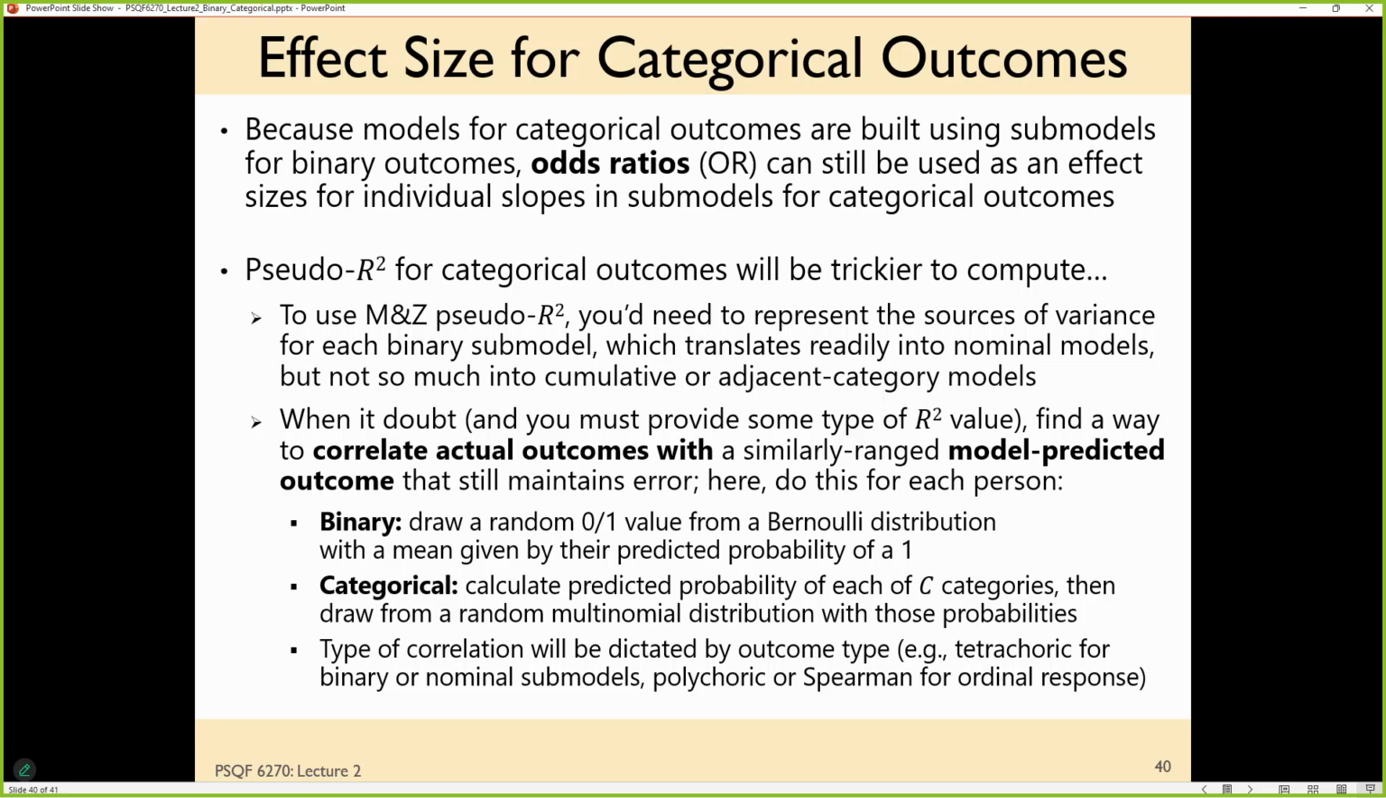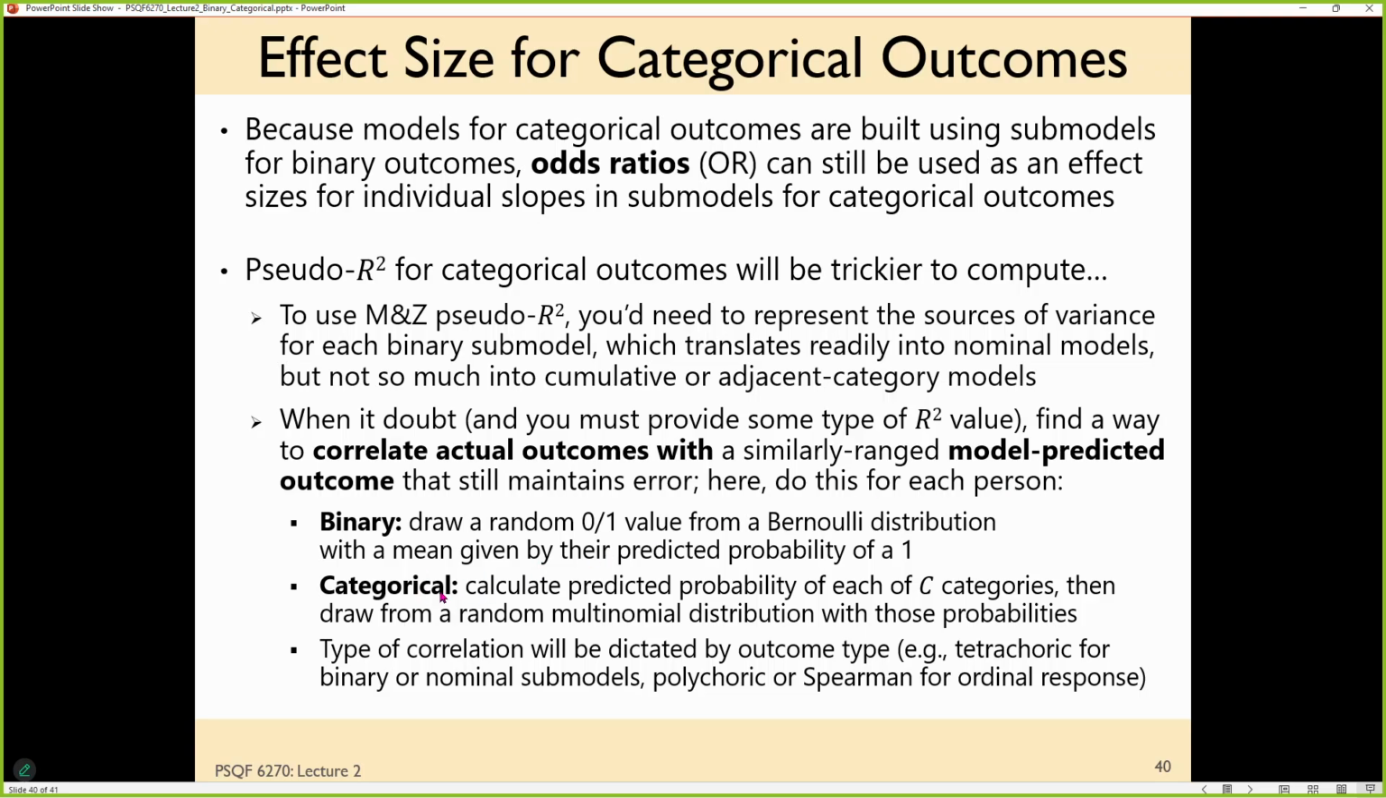So in software, there are distributions that you can draw from. If I have a probability of 0.9 and I draw a random number from a distribution with a mean of 0.9, I still have a chance of getting a 0, even though it's not likely. So it maintains the error in the process that way. That's how I would get predicted zeros and ones to correlate or have some kind of relationship with the real ones, to get a sense of effect size.